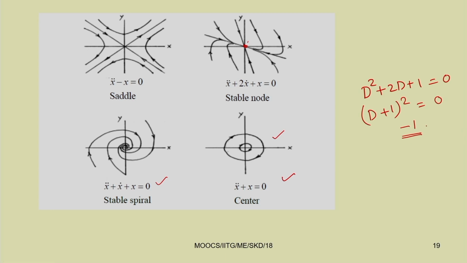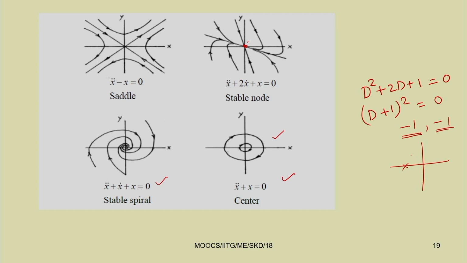So these are only real roots, and they lie in the left hand side of the S plane. As they are lying in the left hand side of the S plane, the solution must be stable. So this is a stable solution you are getting. So it is a node.